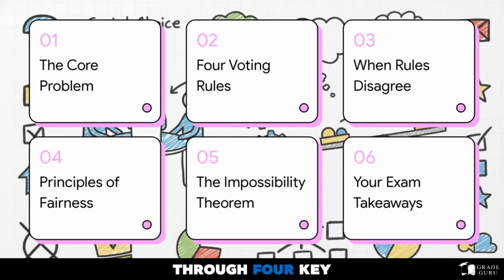Then, we'll walk through 4 key voting rules you've got to know. After that, we'll see what happens when those rules clash, look at how to judge them fairly, and then tackle the big one, the impossibility theorem, before wrapping up with your key exam takeaways.